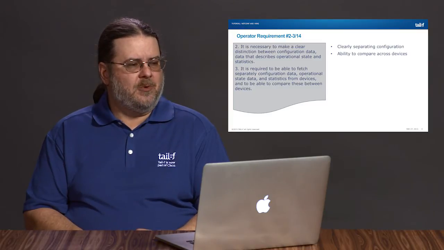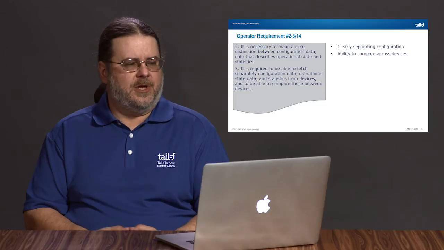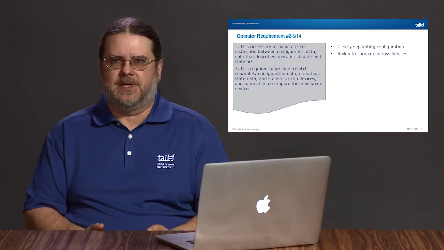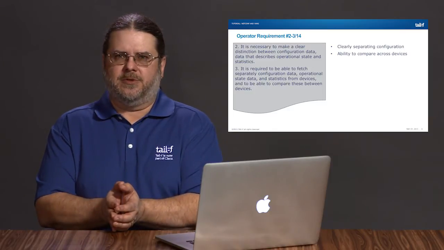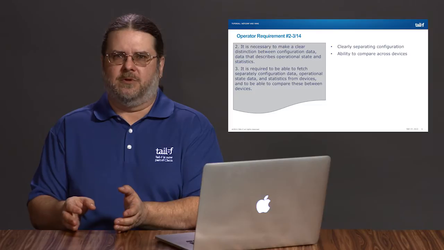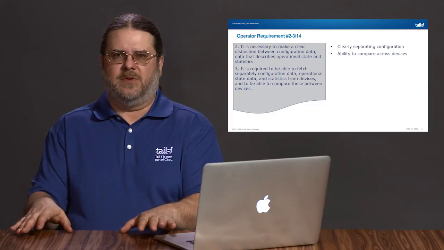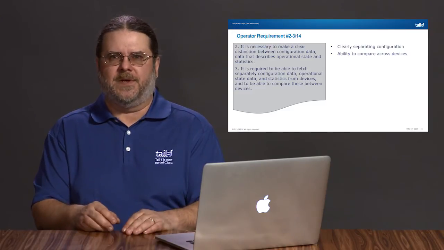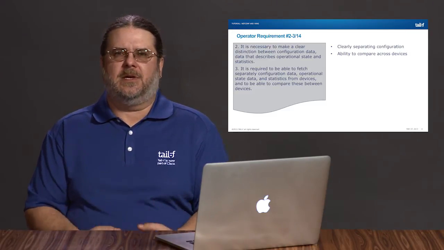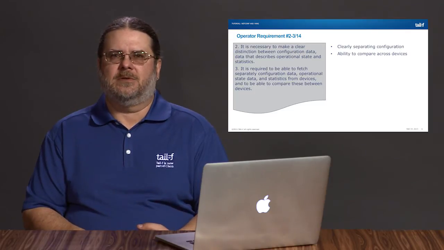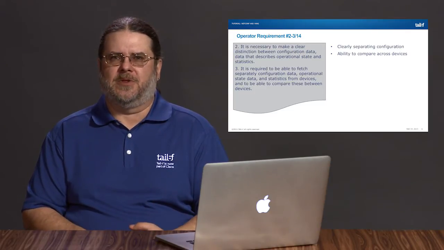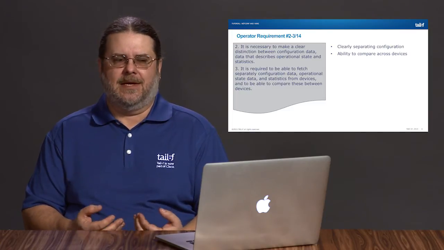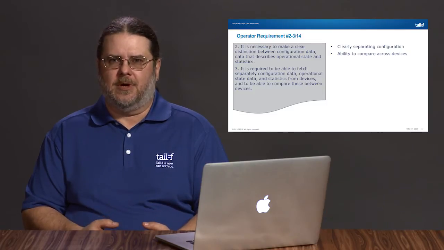Being able to separately fetch configuration data and operational data made it easier to compare these between devices. If I can just get the configuration from a device and get configuration from another device with nothing polluting those views with operational state data or statistics, that's obviously going to differ between devices. I can compare them and see what is different. Perhaps I want them to be the same, perhaps I want them to be different, but being able to fetch those separately makes it, again, easier to use the network and operate it.